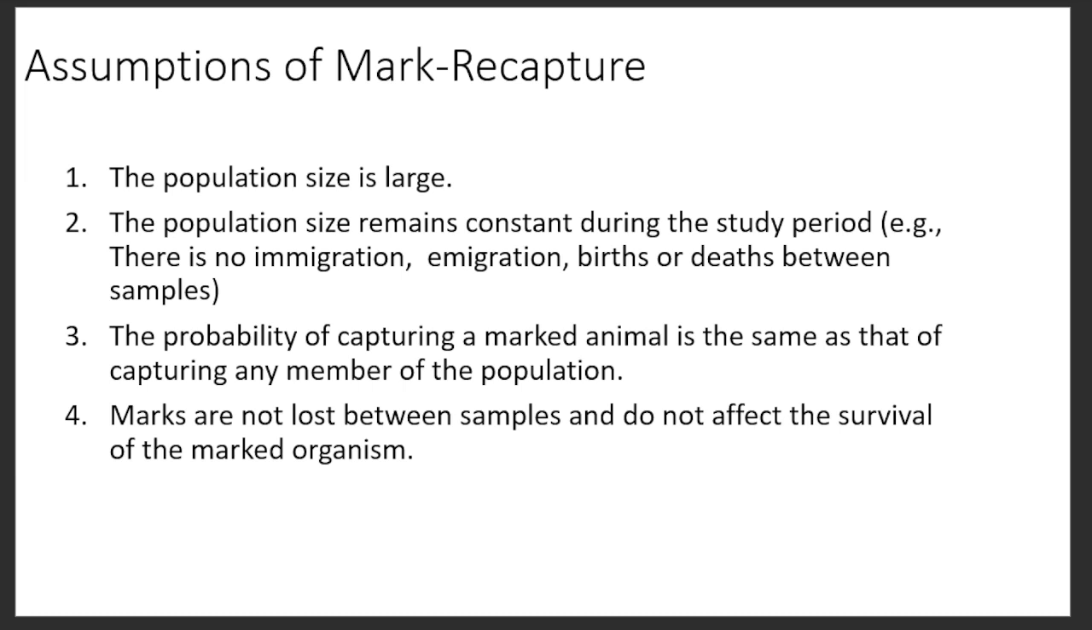So the assumptions for mark and recapture: 1, the population is large. 2, the population size remains constant during the study period, so there's no immigration, no births, no deaths between samples. 3, the probability of capturing a marked animal is the same as capturing any member of the population. And then 4, marks are not lost between samples and do not affect survival of the organism.